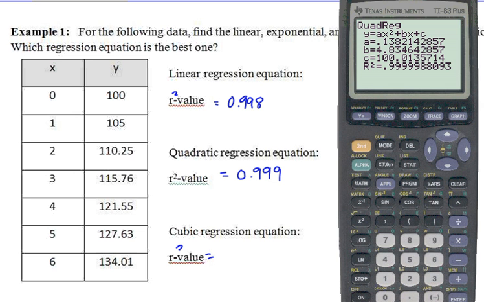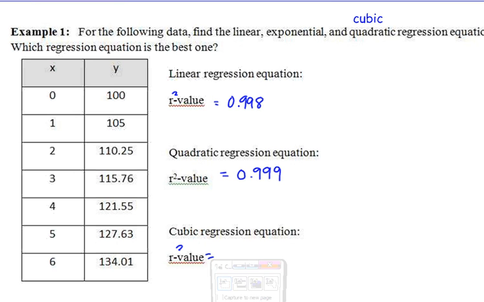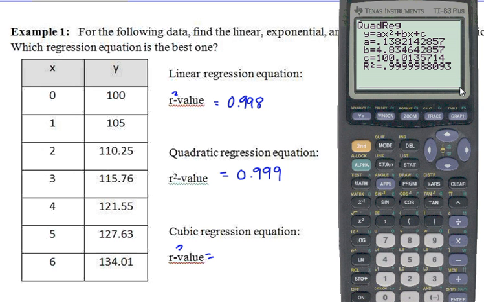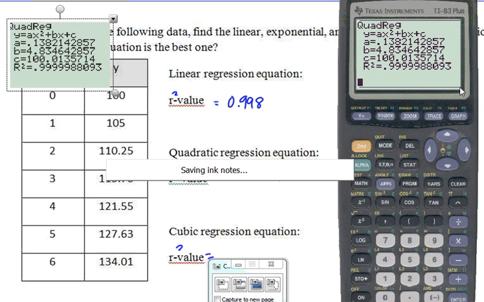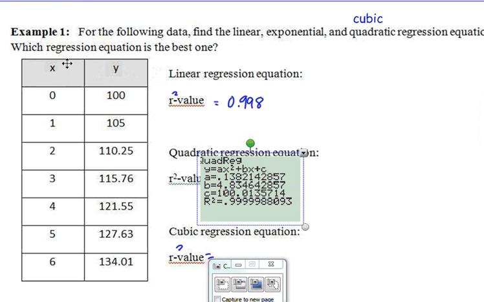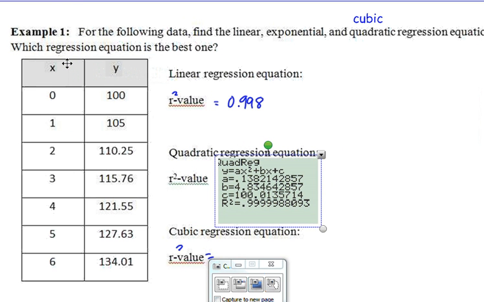It might help to take a picture here. How do you go back and look at your previous equation? Second enter. And then, okay. Oh, that was sick. That was sick. You've seen that before, haven't you? It does, actually. It's because it's a camera.